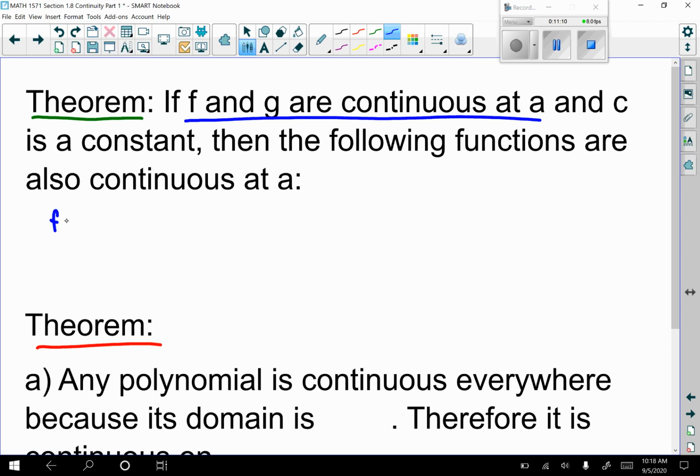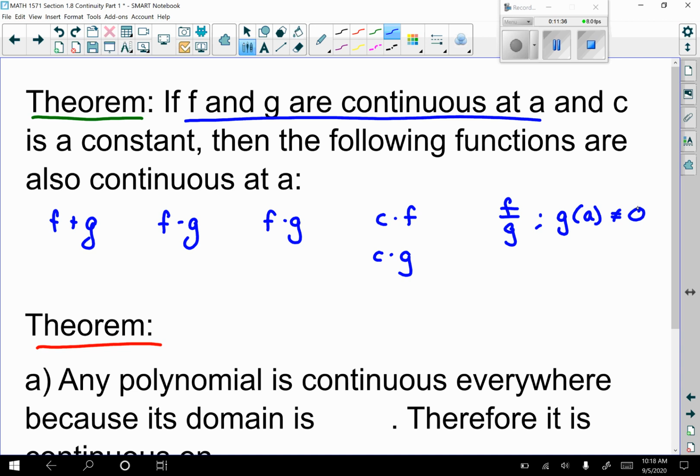So if I were to add f of x plus g of x, that sum, that result, would also be continuous at a. If I were to subtract, multiply them together, or take a constant and multiply it by f or by g of x. And then if I were to divide, just as long as g of a was not equal to 0. So this is all just saying f of a plus g of a, f of a minus g of a, and so on.